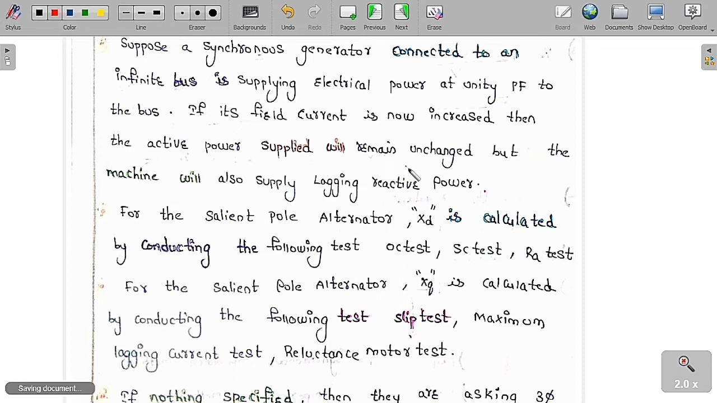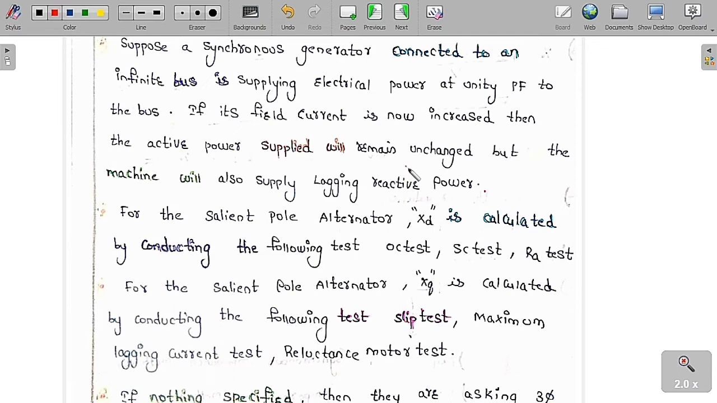So whenever you increase the field current, the synchronous generator is now going into the over-excitation state. Over-excitation state means Ef cos delta is greater than V. In the over-excitation state, the armature current increases and the power factor is lagging for a synchronous generator. The field current, the excitation, can only change the Ef value, but it will never change the power, because only if you increase the mechanical steam input can you change the active power output.